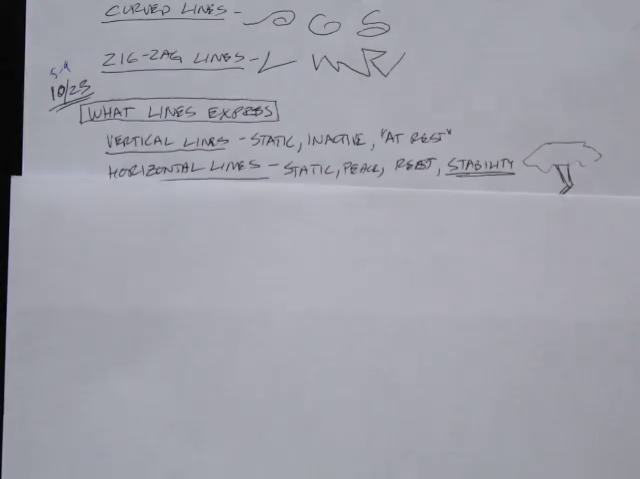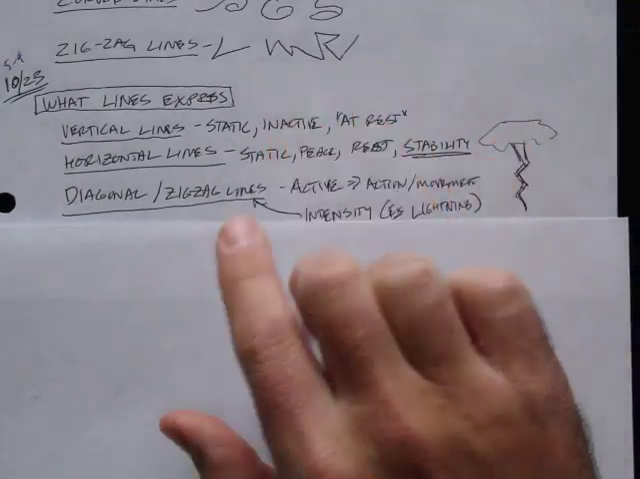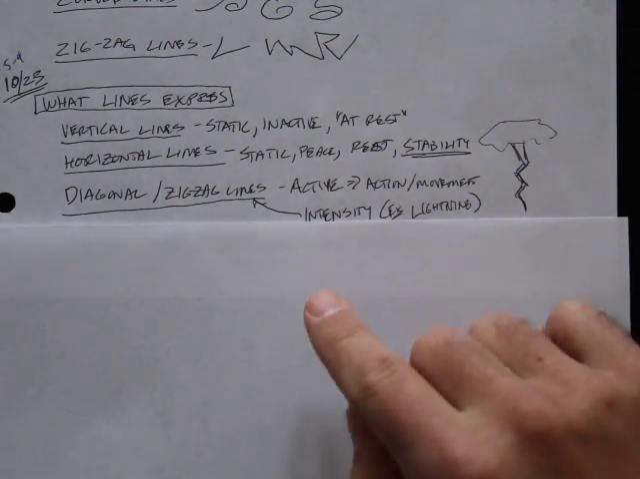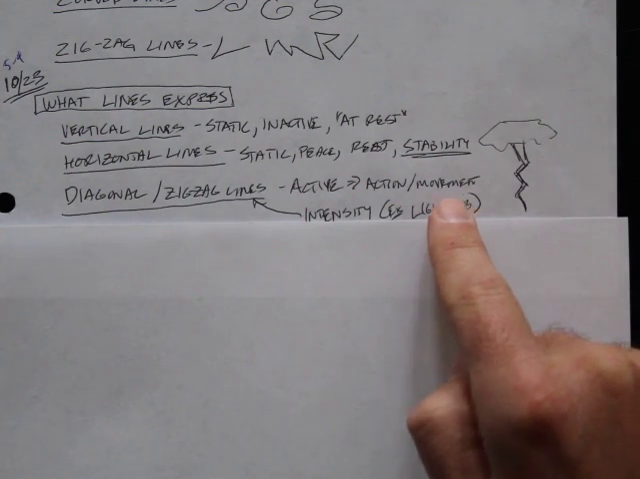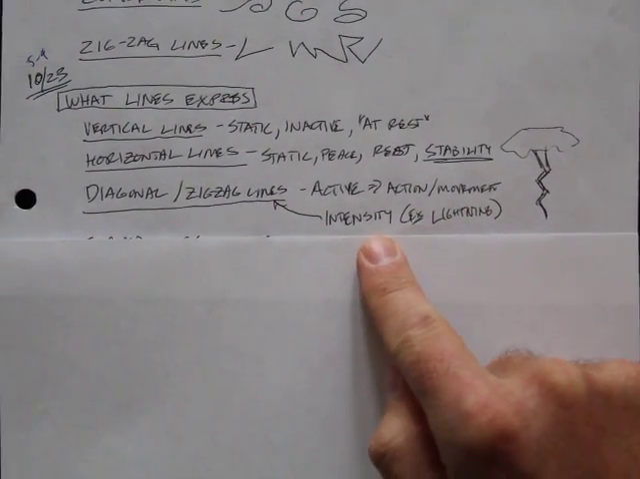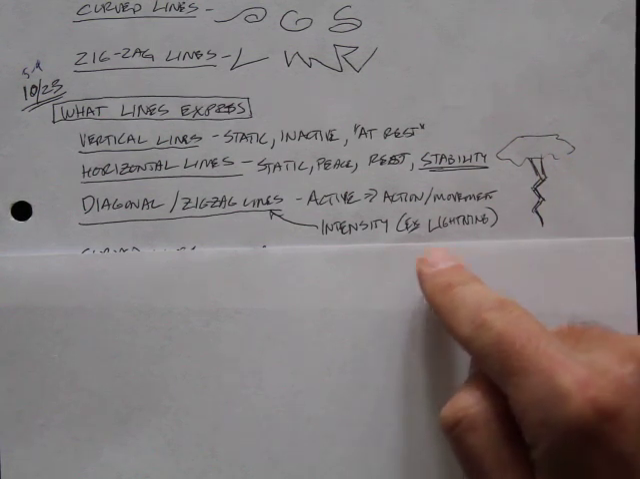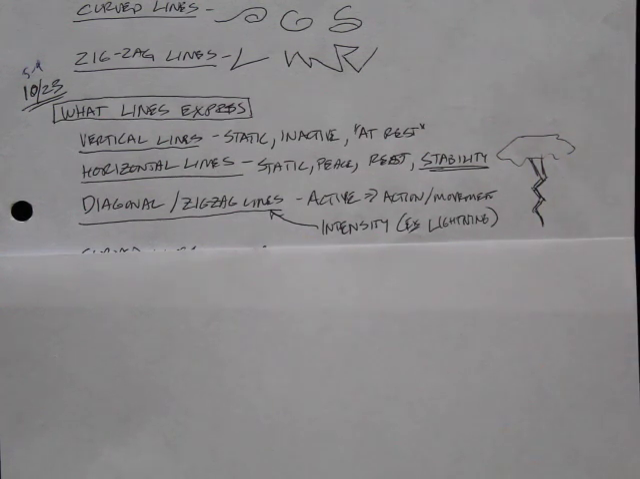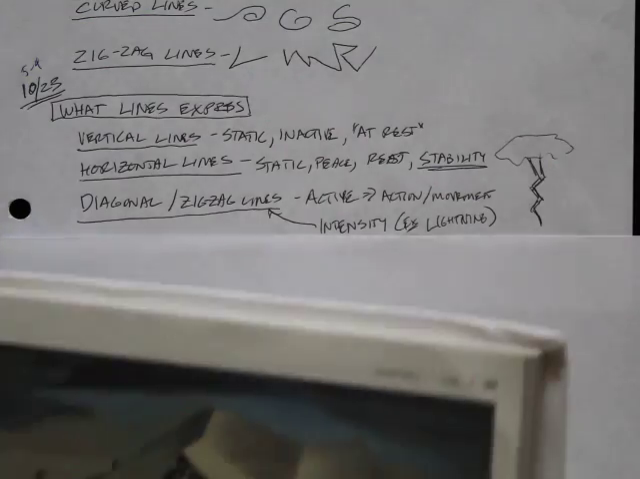All right, let's keep moving here. Diagonal and zigzag lines. We're putting those together. These are active. They imply action or movement, intensity. An example of that is lightning. Lightning is all zigzaggy all over the place. So these are active and moving. A good example of that is on page 99.